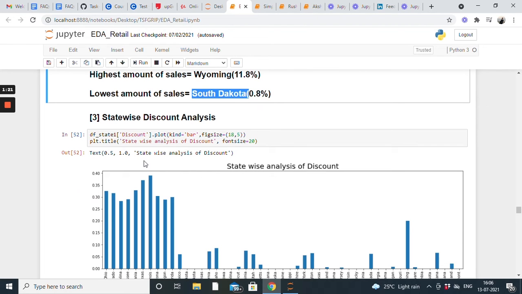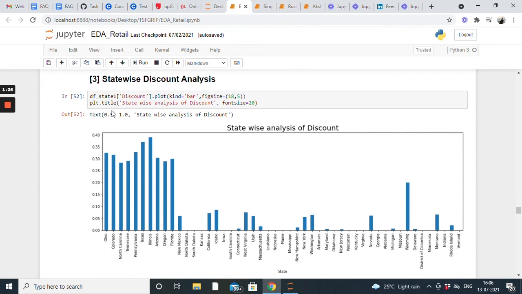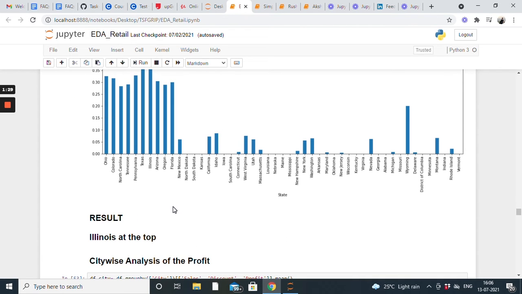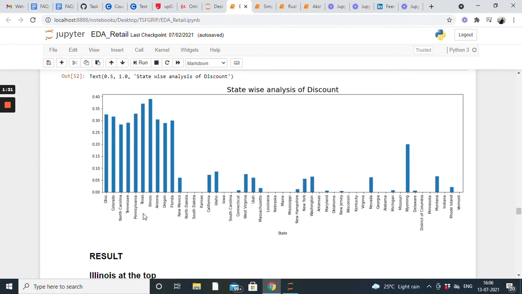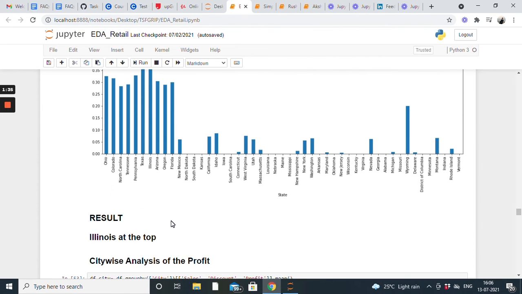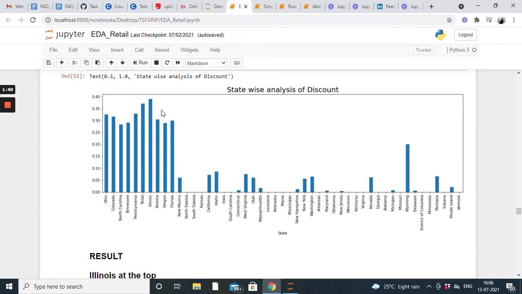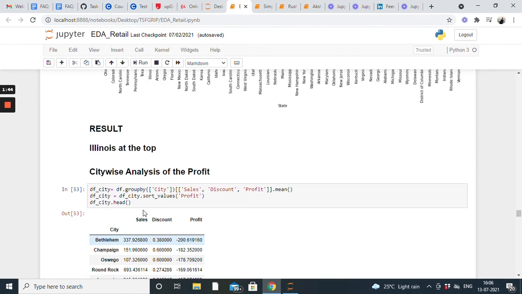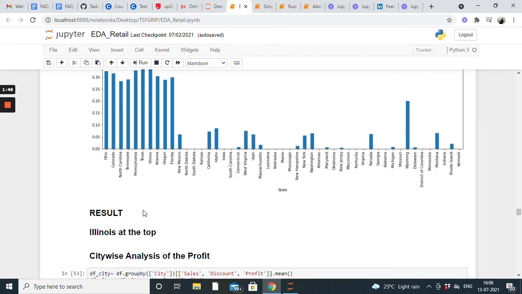Okay, so let's go with the state wise discount analysis. What about the discount? We'll go with the bar plot one more time, and we can see Illinois is at the top. Illinois is the top for the discount analysis.